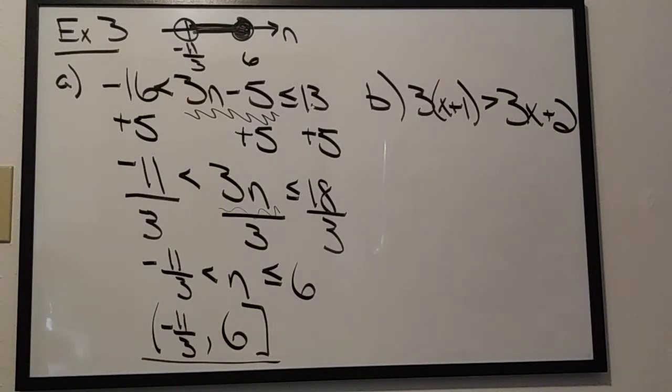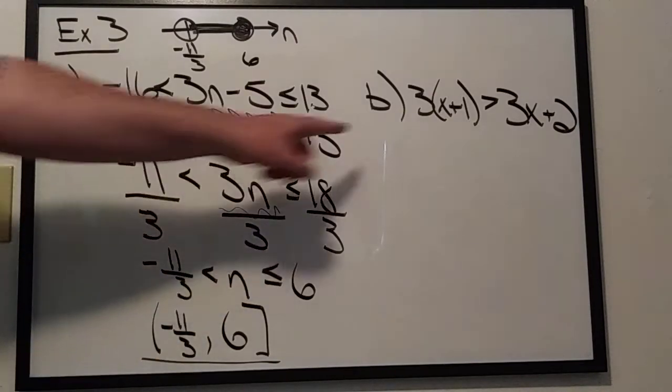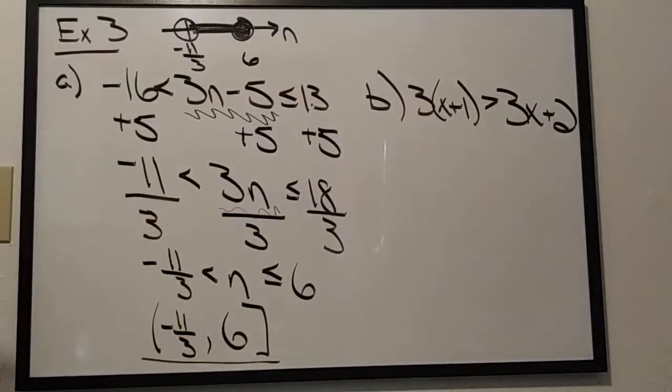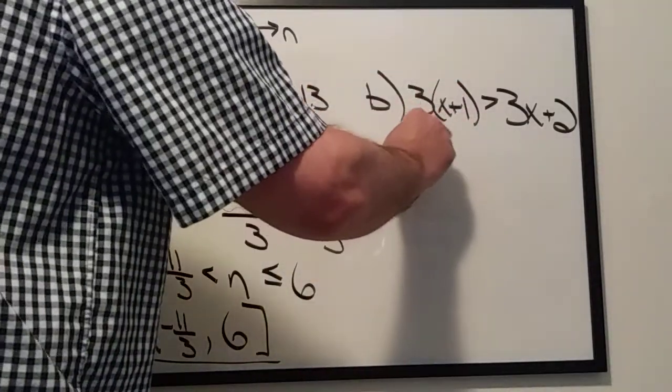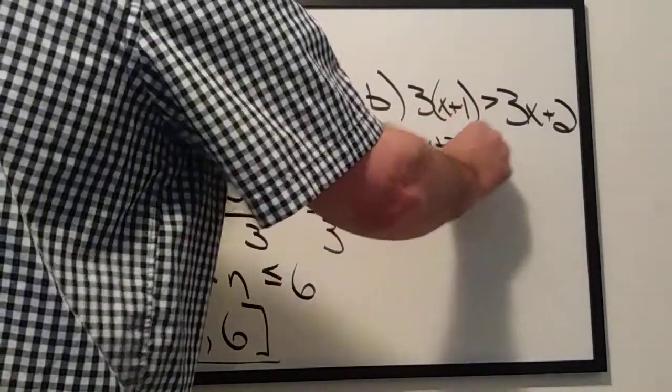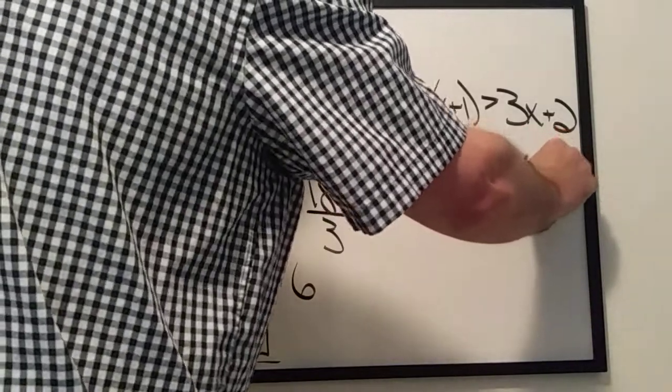Now that we have that, we're ready for part B. So you'll start off by writing down part B. It's 3 times the quantity x plus 1 is greater than 3x plus 2. Once again, I'm going to notice that this has a lot of the same flavors as the problem we just looked at, and a lot of same flavors as equations we saw earlier. So 3 times the quantity, distribute. We're going to get 3x plus 3 is greater than 3x plus 2.